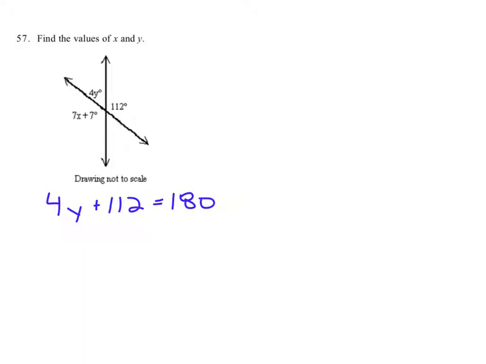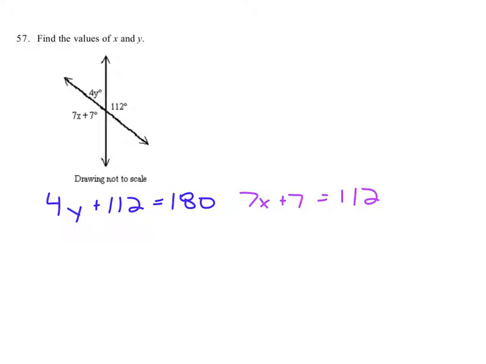And in fact, I'm going to, over on the right-hand side, write the other equation that we're going to solve, which is 7x plus 7. Since it's a vertical angle with the 112 degree angle, we could say those are equal in measure, like that. So these are the two problems that we're going to solve. Okay, I'll do the one on the left first.